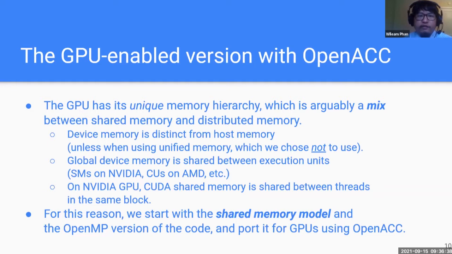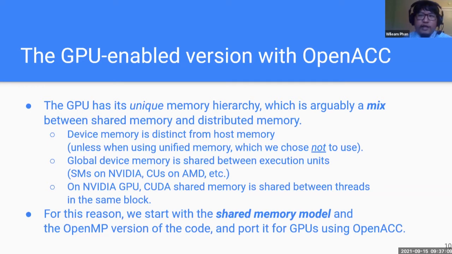However, within the GPU itself, the device memory or the global memory is shared between the different execution units. For NVIDIA GPUs, it's shared between the symmetric multiprocessors. For AMD GPUs, it's the compute units, etc. There is also what is called the CUDA shared memory for the NVIDIA GPU, where you can share data between different threads in the same block. So this is CUDA terminology, a block of threads.